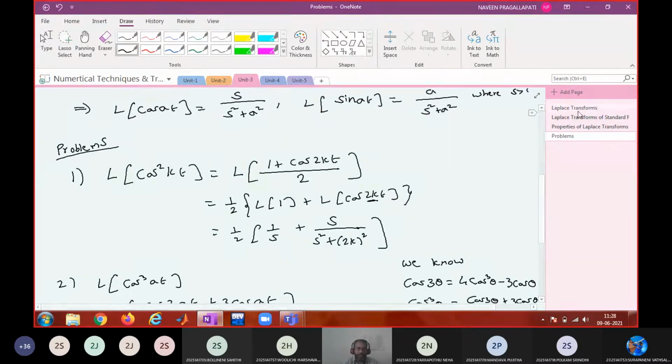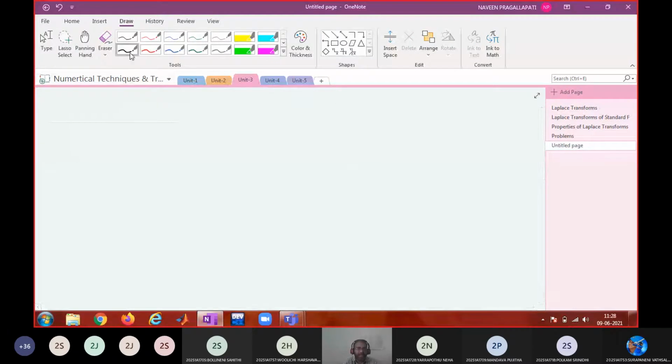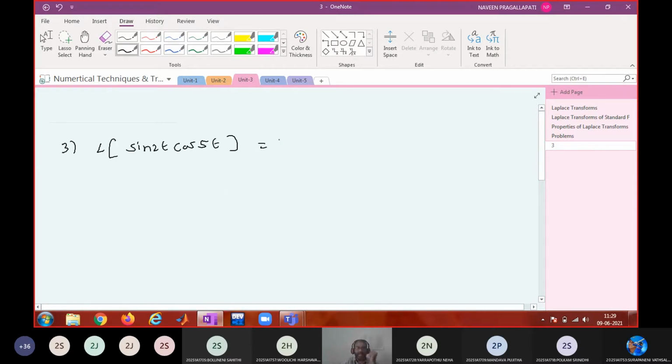So now just do one more problem. Let us say you have Laplace of sine 2t into, let us say, cos 5t. How do you do this problem? Can you tell me? Can I write it as Laplace of sine 2t into Laplace of cos 5t? Can I write like this? Is this correct?